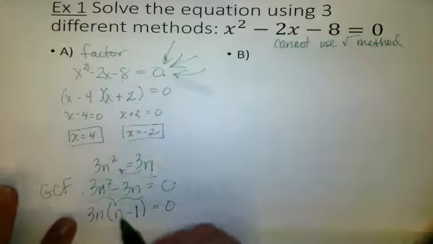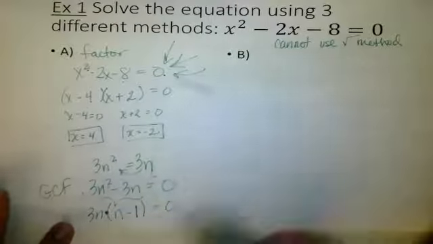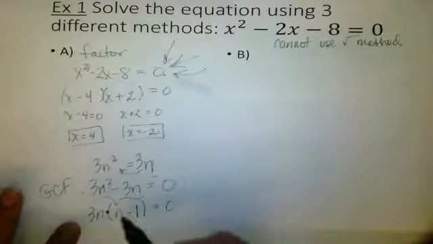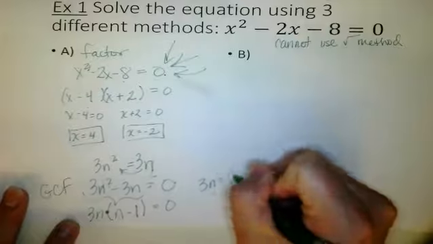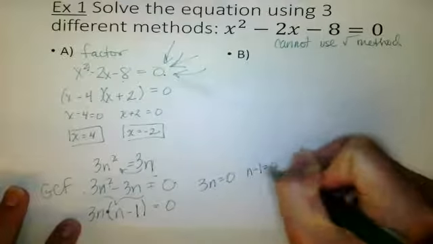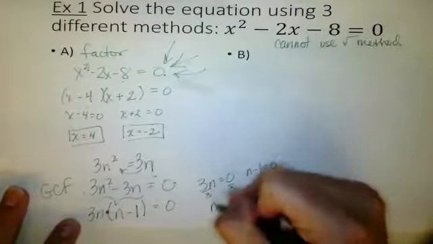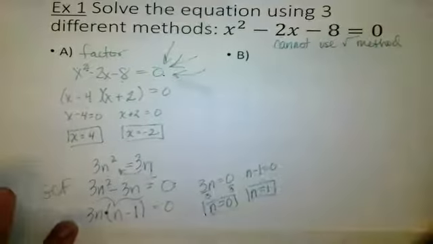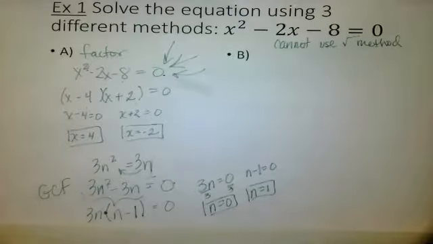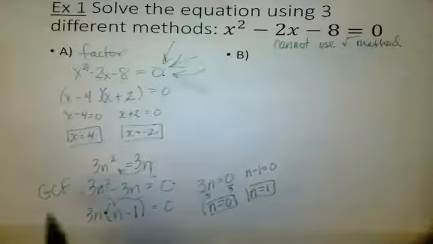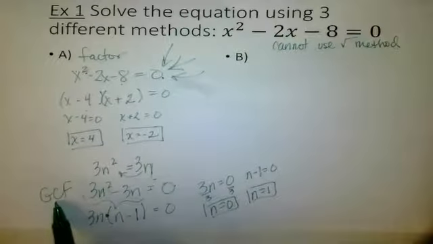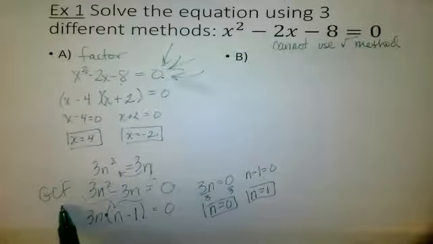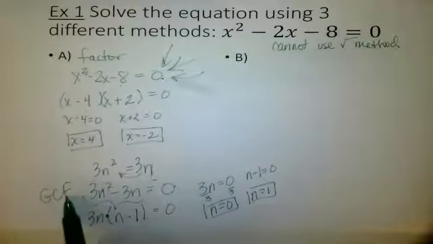And then you have the zero product property again. We have one thing times another thing, and we can set each thing equal to 0. Okay, so we get n equals 0 and n equals 1. That is how you do that, okay? So make sure you don't forget about GCF, also the most forgotten method of factoring. The F stands for factor, okay? All right.